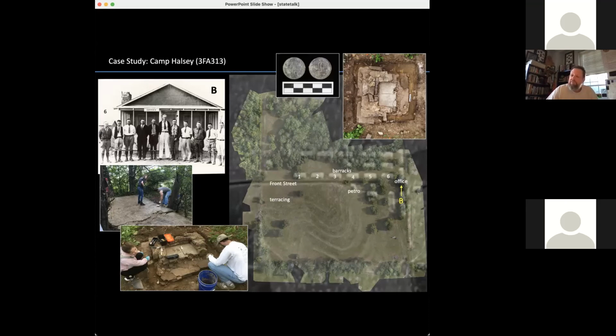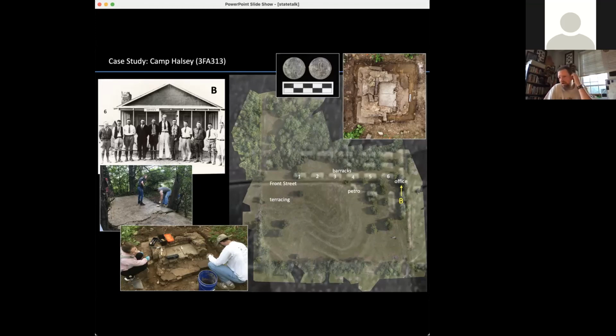And the cool thing about that, apart from the chimney base in itself, was found within the hearth, or next to the hearth, was a 10-cent CCC camp token pictured there. And I actually did an artifact of the month write-up on this last year. So you can go out to the surveys page and read more about this camp token.